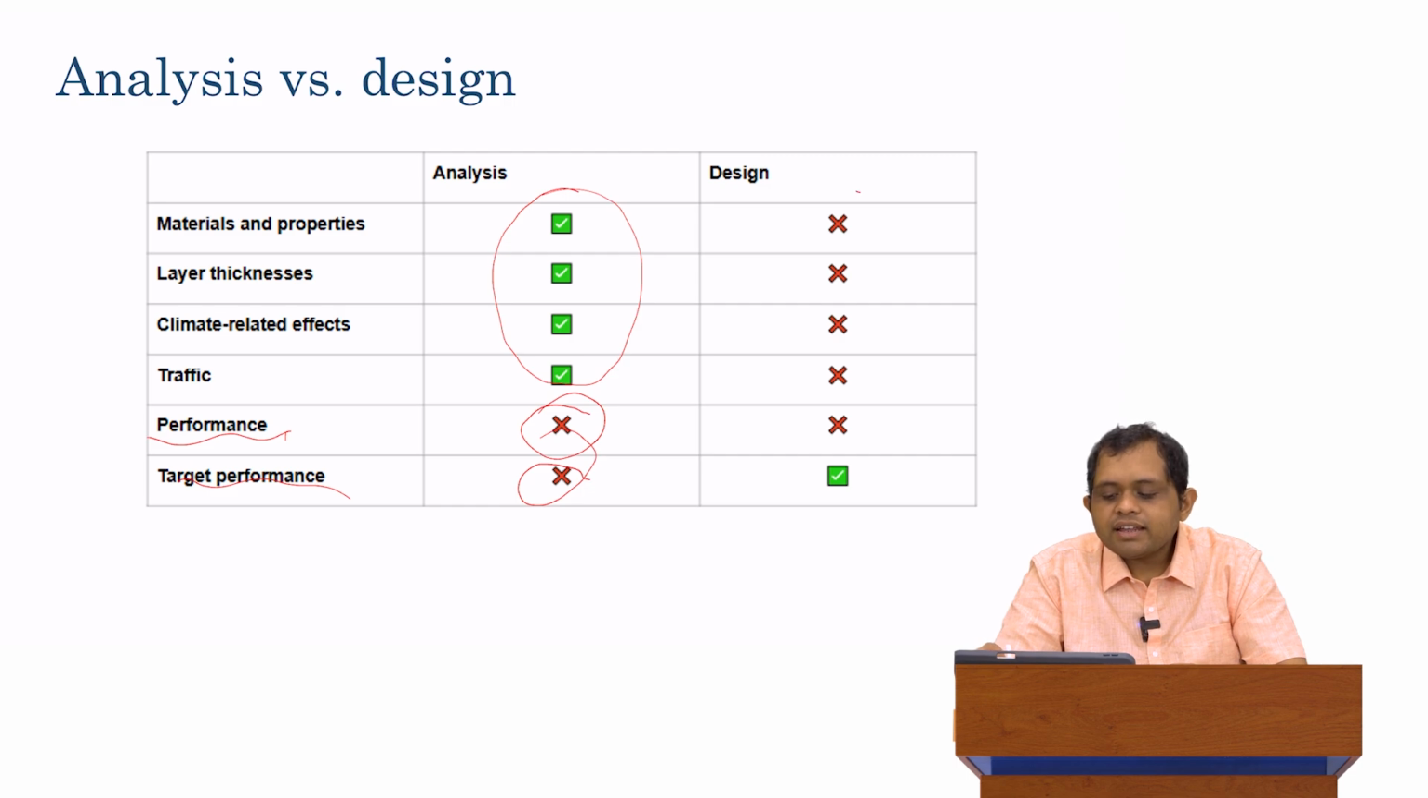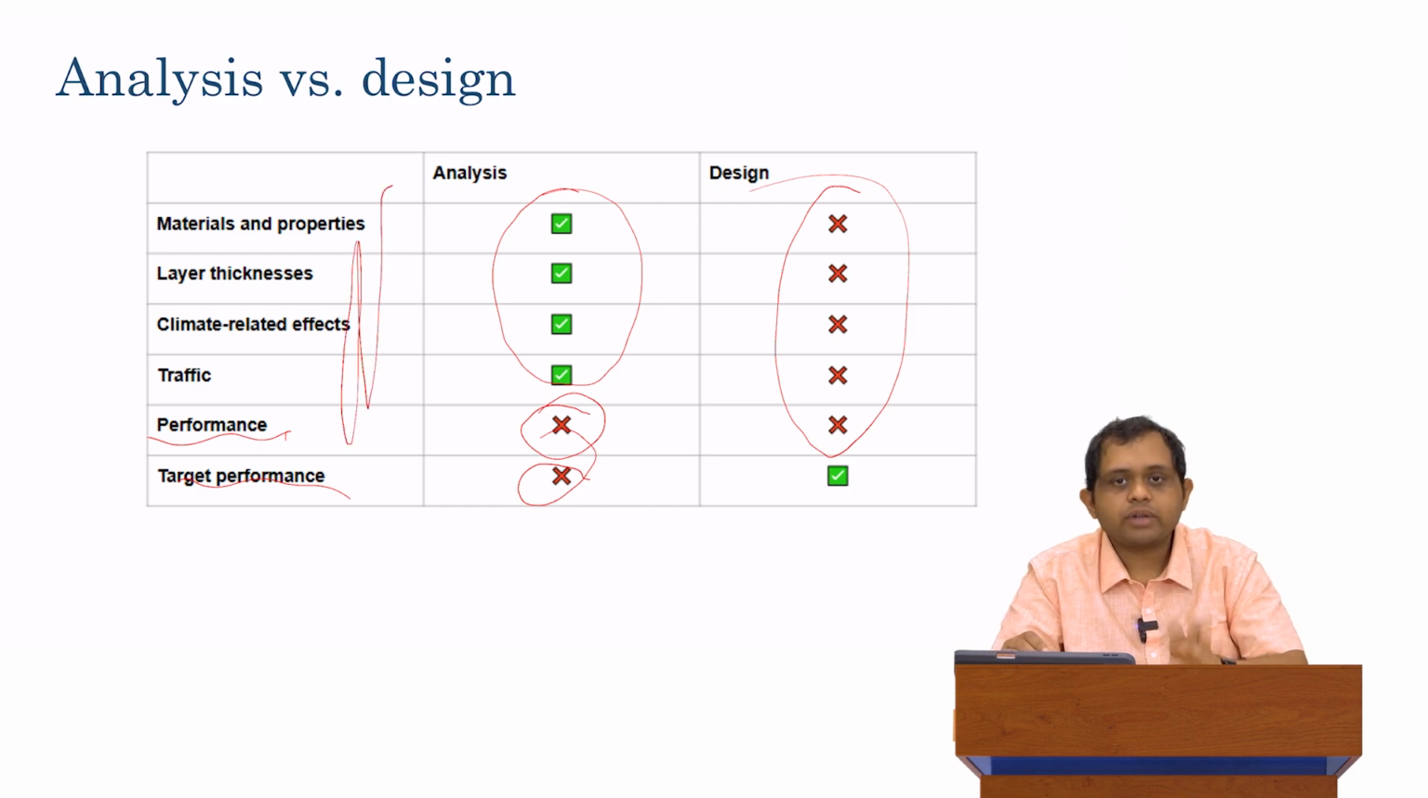In design, we are given absolutely nothing. We know nothing, which, by the way, when I say we know nothing, that basically means we have to figure out ways to calculate, or at least estimate, these. We don't know any of these. All we know is that finally whatever comes out of the design should meet some targeted performance. So from this slide, you can see that analysis and design are two very different beasts, and they have to be handled quite differently.